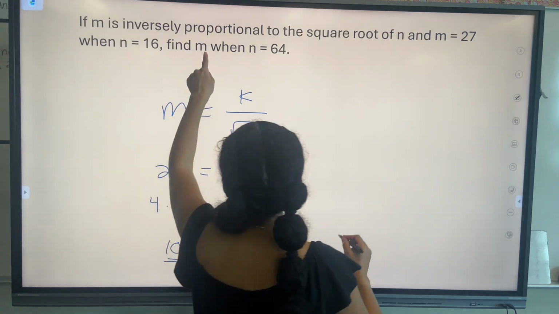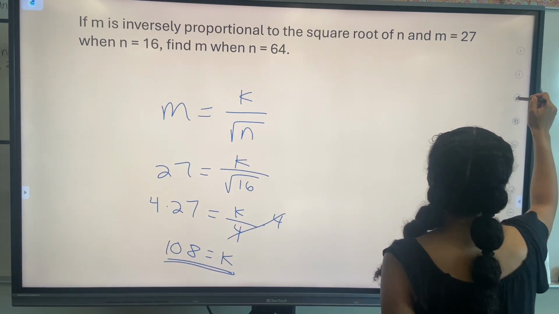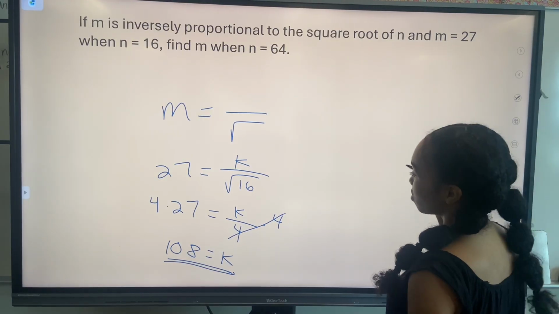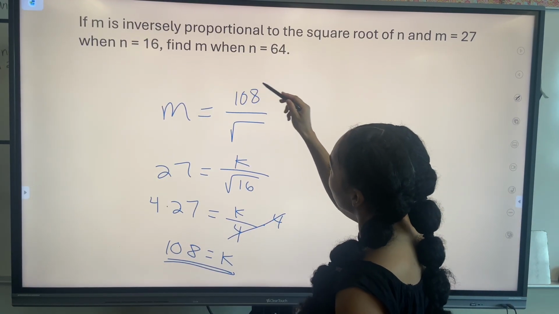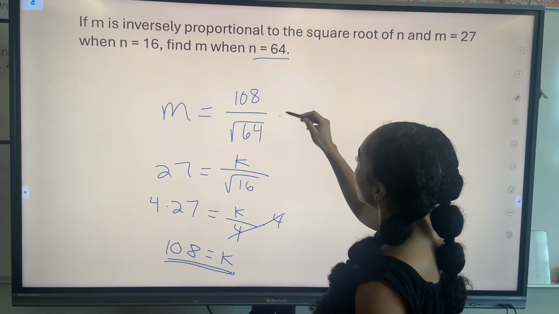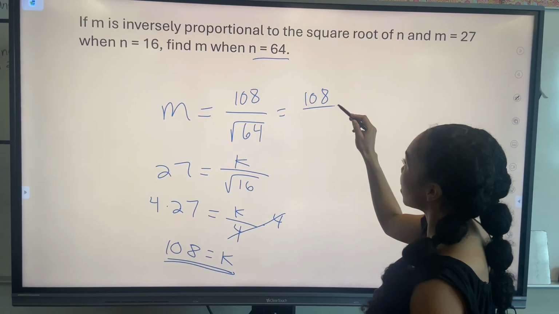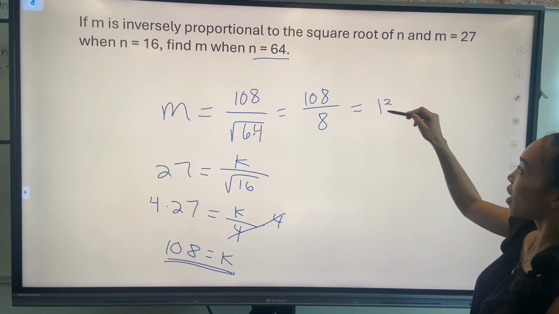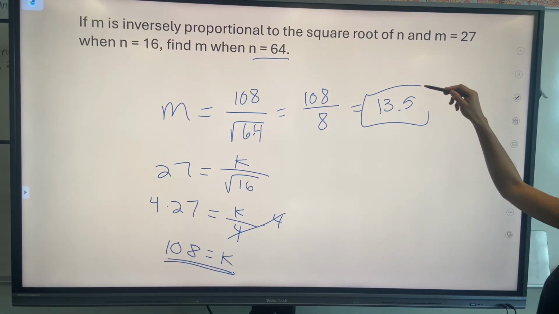And then it wants you to find M when N is 64. So I know my N and my K value. We just found that K was 108 and N is 64. So this is 108 divided by the square root of 64, which is 8. And you guys got 13.5.